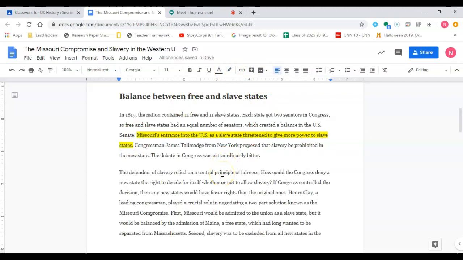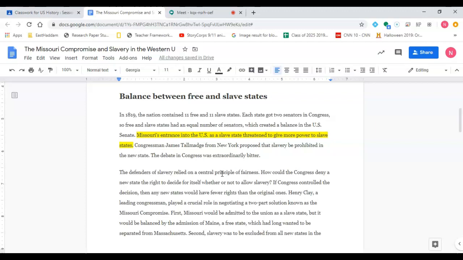Congressman James Tallmadge from New York proposed that slavery be prohibited in the new state. The debate in Congress was extraordinarily bitter. The defenders of slavery relied on a central principle of fairness. How could the Congress deny a new state the right to decide for itself whether or not it wants to allow slavery? If Congress controlled the decision, then any new states would have fewer rights than the original ones.